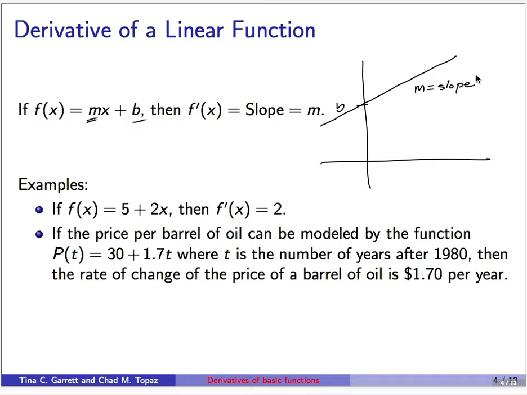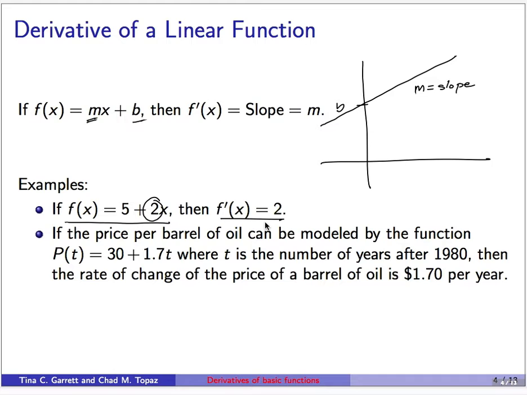So if you think about what the derivative is, if you interpret derivative in terms of slope of the graph of a function, then the slope of a line is everywhere equal to m in this case. So the derivative of a linear function is just the slope. A couple simple examples. If f of x equals 5 plus 2x, well, the slope is just the coefficient of the variable x, so f prime of x is 2.